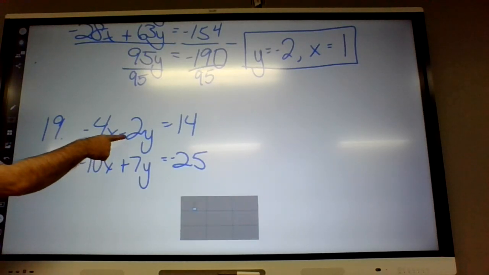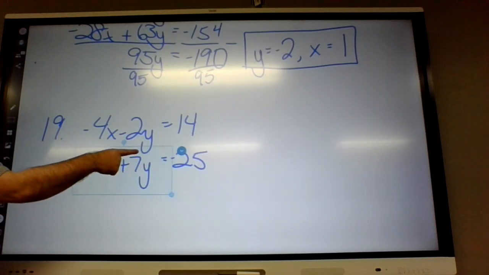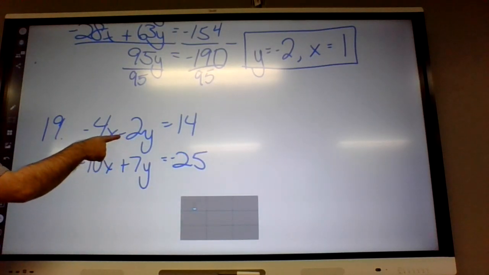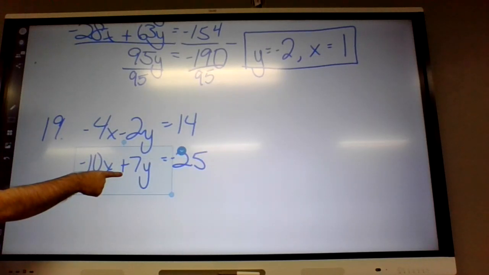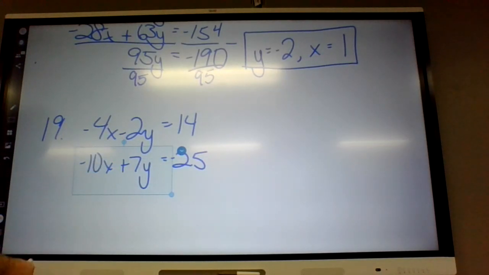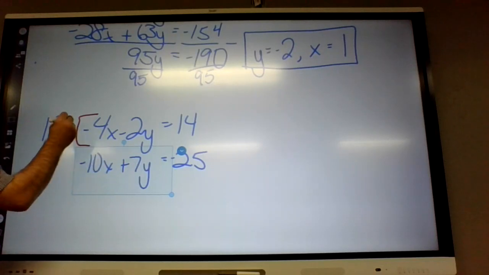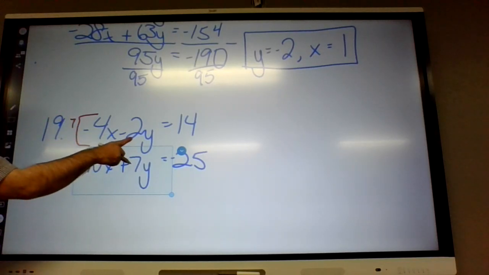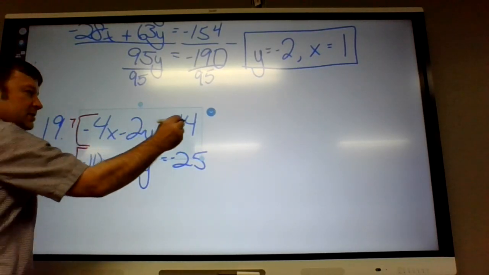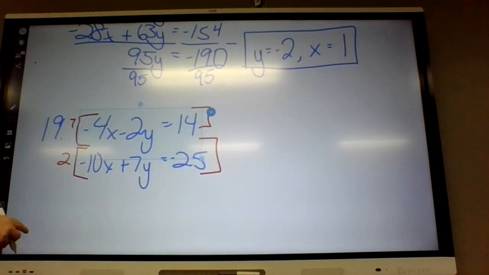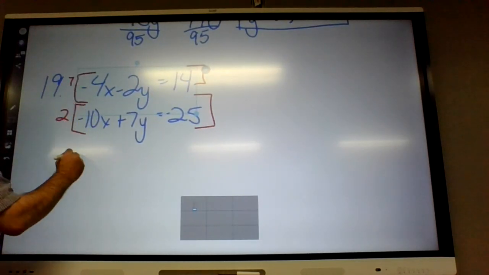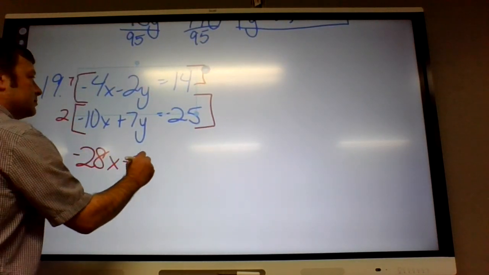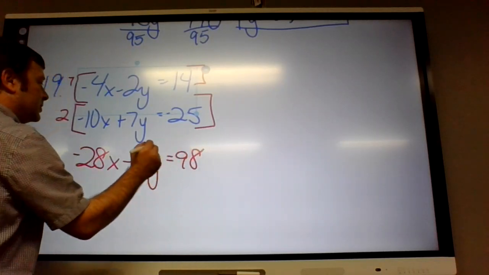I think actually the easiest one on this will be the y's, because the y's are already one negative and one positive, and they both go into 14. So I'm going to focus on the y's. 2 and 7 both go into 14. So I'm going to multiply the top times 7, the bottom times 2. And because one's already negative, I don't have to worry about fixing the negative. What is 4 times 7? 28.